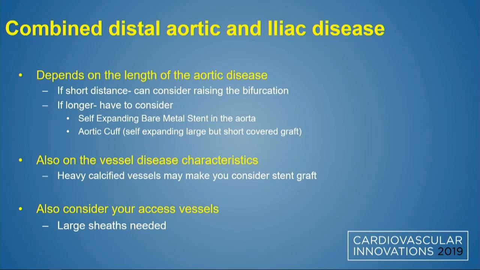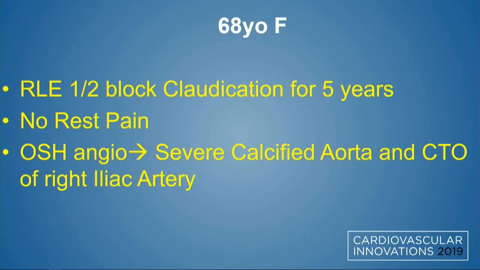Sometimes you get in situations where you have distal aortic and iliac disease, like we've talked about in these other cases. And how do you approach that? Well, depends on how bad it is, what you're using. You can either do endograft, you can do small cuff, you can do bare metal stent if you have small aorta. The vessel characteristics matter. Remember that your sheaths can become occlusive. You don't want to become thrombotic.